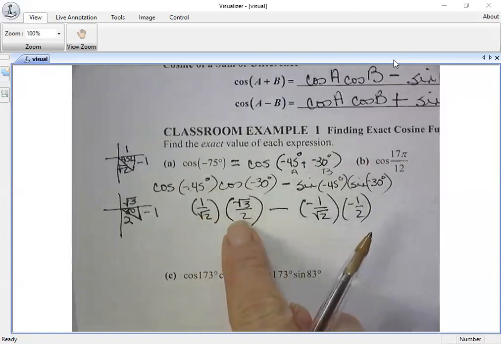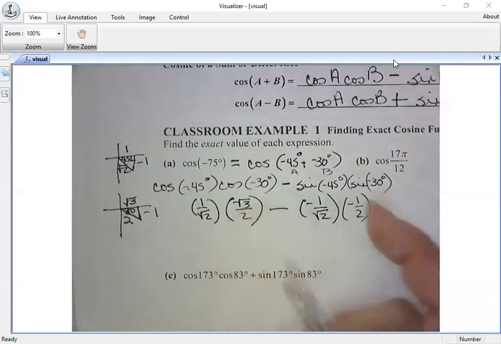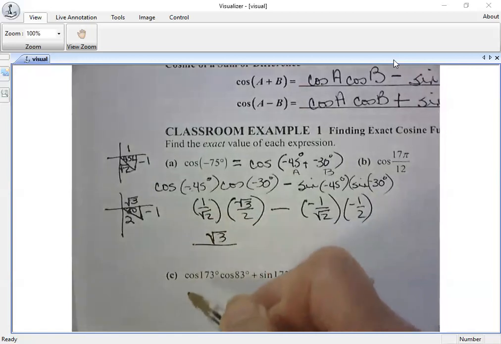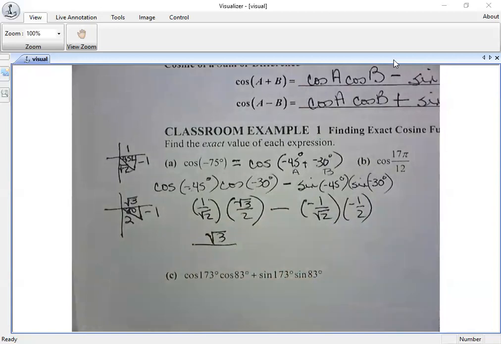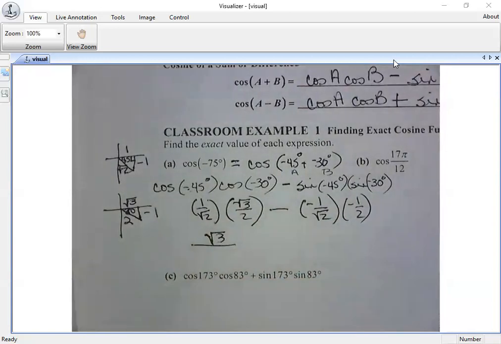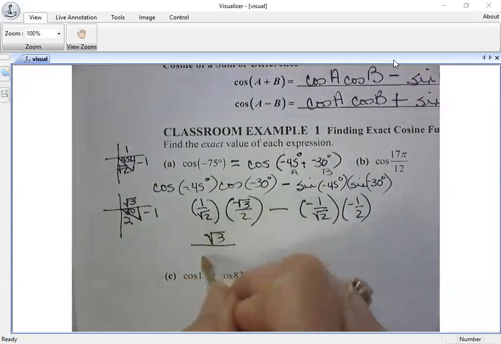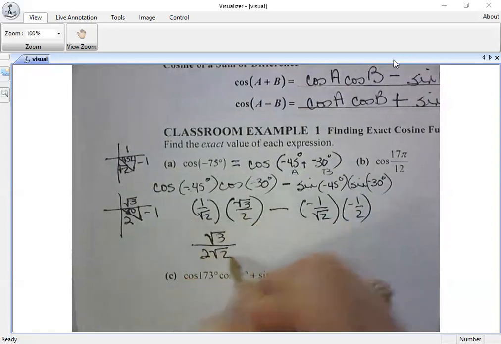Please say yes. Okay, yes. Yes, okay, good. So if I multiply these together, this becomes square root of 3 over, what's my denominator? How do you write? Go ahead. Excellent. Usually we would put the whole number in front of the radical. So it's 2 times the square root of 2.